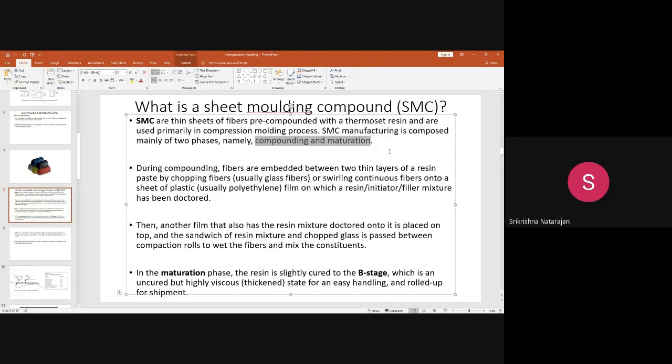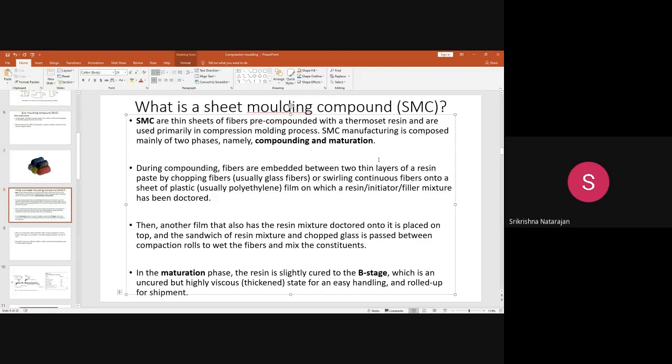Compounding is nothing but where you are adding some chemicals in the process. That is the compounding. Okay, that is the ingredients which you are introducing in the process. So what happens during compounding and what happens during maturation, that you need to understand. So during the compounding, what happens?